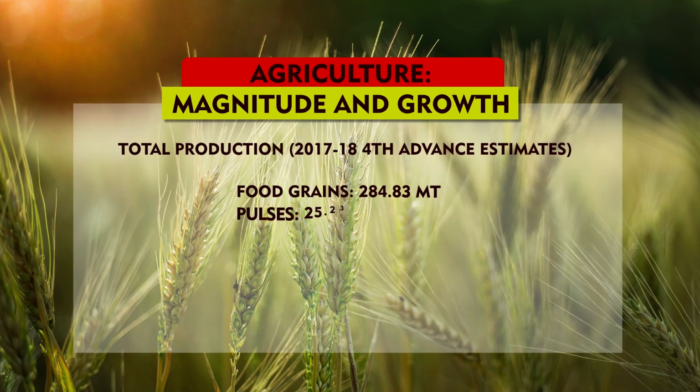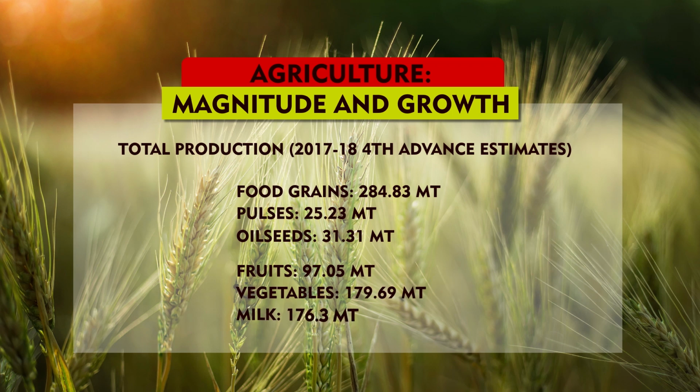In this slide you can see the production data of the agriculture sector as per the fourth advance estimates for the year 2017-18. We have a foodgrain production of 284 million tons, pulses production of 25 million tons, oilseed production of 31 million tons, fruit production of 97 million tons, vegetable production of 179.69 million tons, and milk production of 176 million tons. So from these two slides you can see the contribution of the agriculture sector.